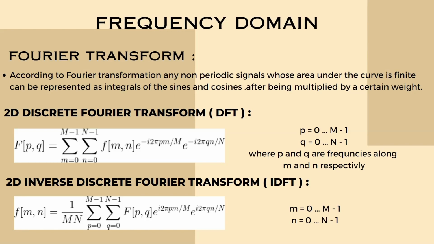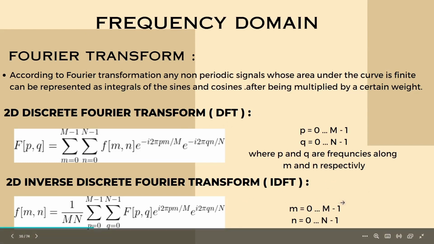According to Fourier transformation, any non-periodic signal whose area under the curve is finite can be represented as an integral of sine and cosine after being multiplied by a certain wave. And here is the formula for Fourier transformation, and here is the formula for inverse Fourier transformation. There is no need to go behind the mathematics of these formulas.